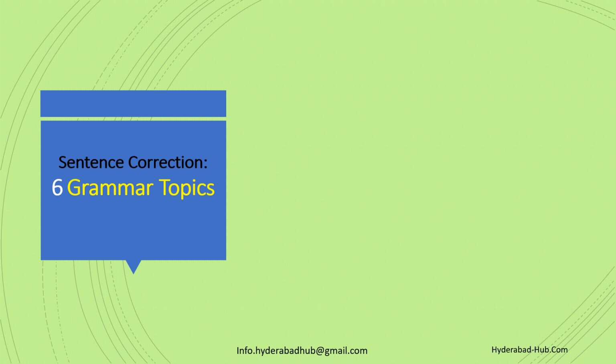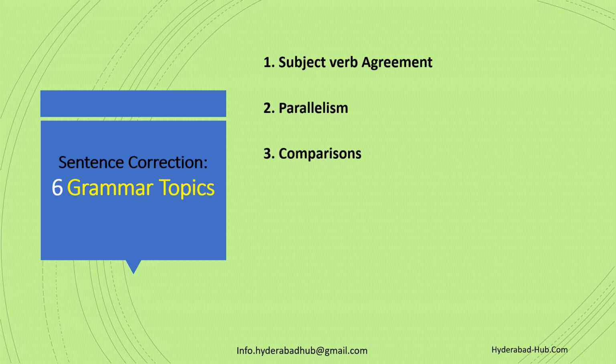This sentence correction has 6 grammar topics. 1. Subject-verb agreement. 2. Parallelism. 3. Comparisons. 4. Pronouns. 5. Modifiers. 6. Verb tenses. In this video, I will explain the first topic of sentence correction, that is subject-verb agreement.